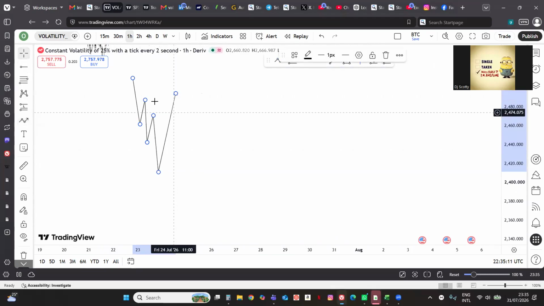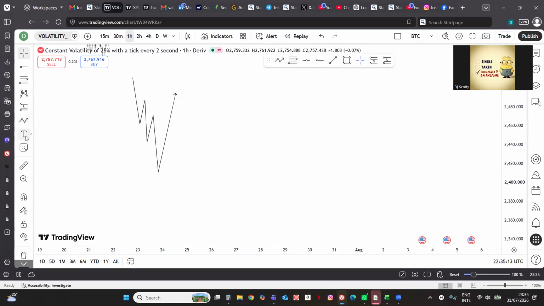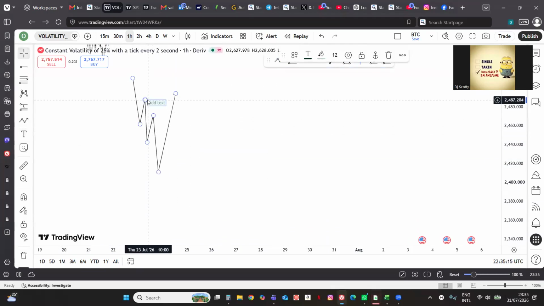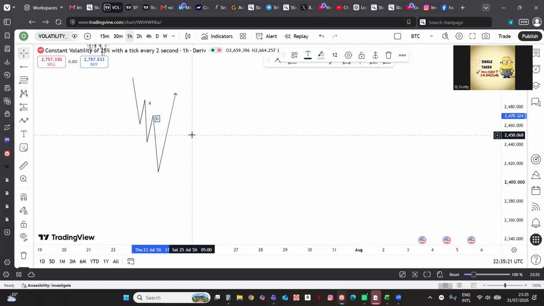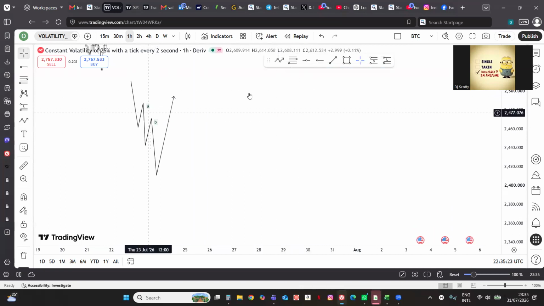Remember, we said for you to have a structure, you must have an A, and then there must be a B. There must be a B, right? So the market comes to take out the B. But remember, there's no order block here yet.